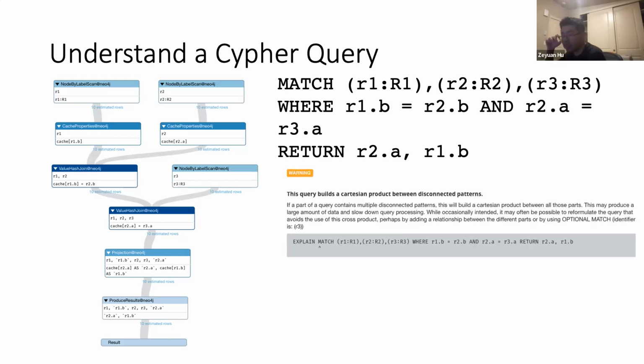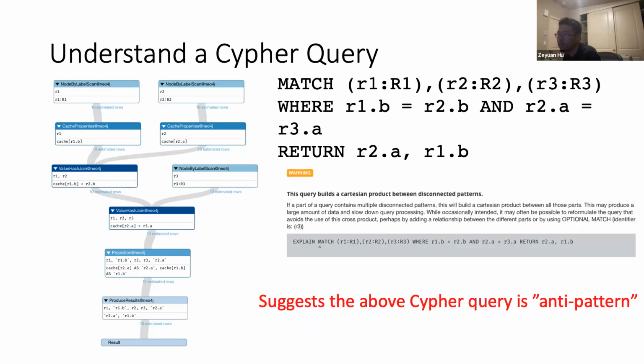But once you run that, you're probably going to see a warning message like this. It says this query builds a Cartesian product between disconnected patterns, meaning that technically we can write queries like this, but this is not a good way to write Cypher queries. So in a way, the above Cypher query is an anti-pattern.